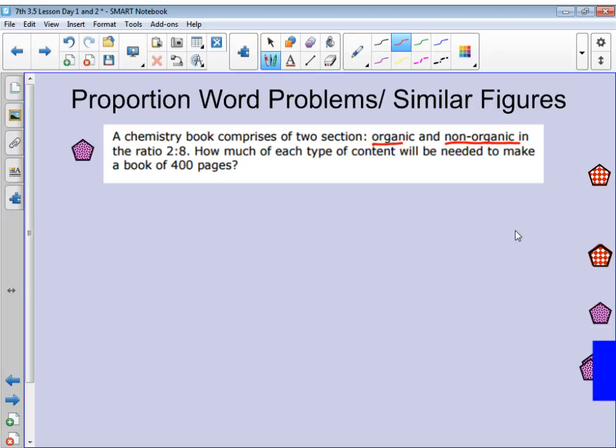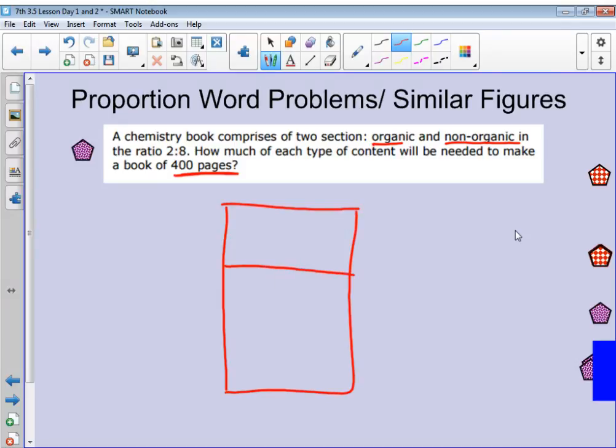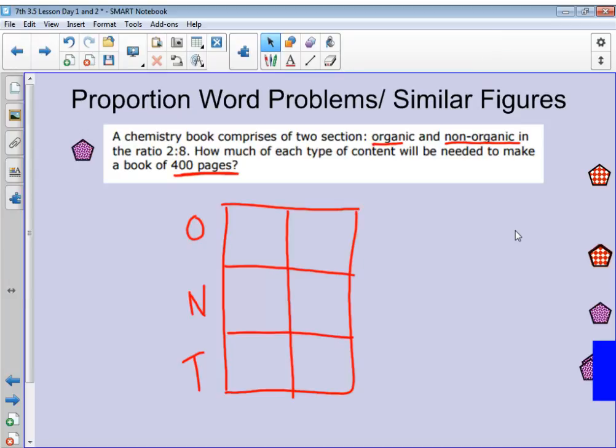They're talking here about a total of 400 pages. So you're going to have to have a total set up here. And they want you to solve for each of these missing boxes. So you've got organic to non-organic and your total. Okay, so I want you to go ahead and solve through this one and then check back with me to make sure that your answer is correct.